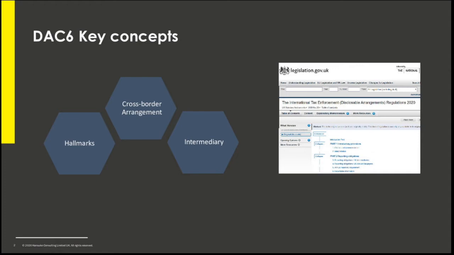The directive applies to cross-border arrangements. In this context, cross-border arrangement means an arrangement which involves either two different EU member states or an EU member state and a third country. As such, it excludes purely domestic arrangements where all participants are resident of the same jurisdiction.